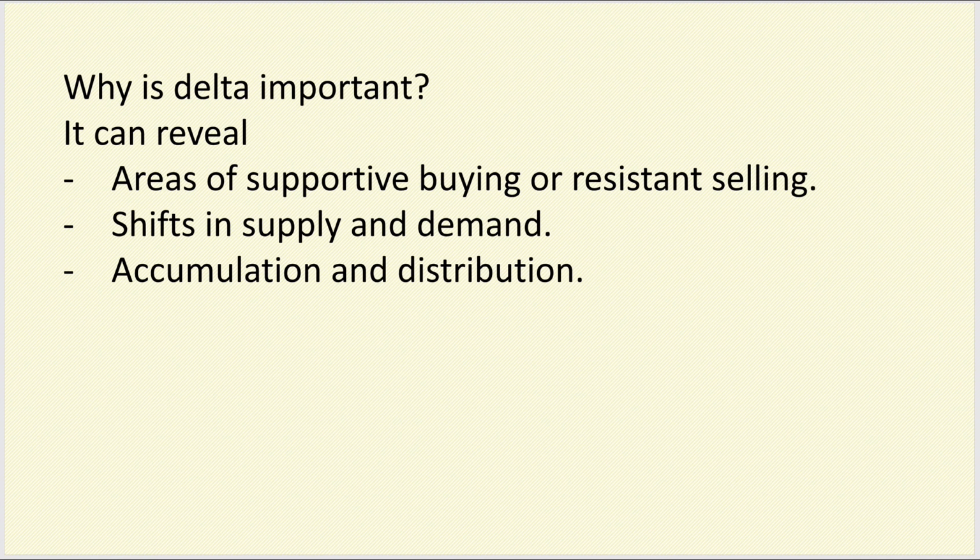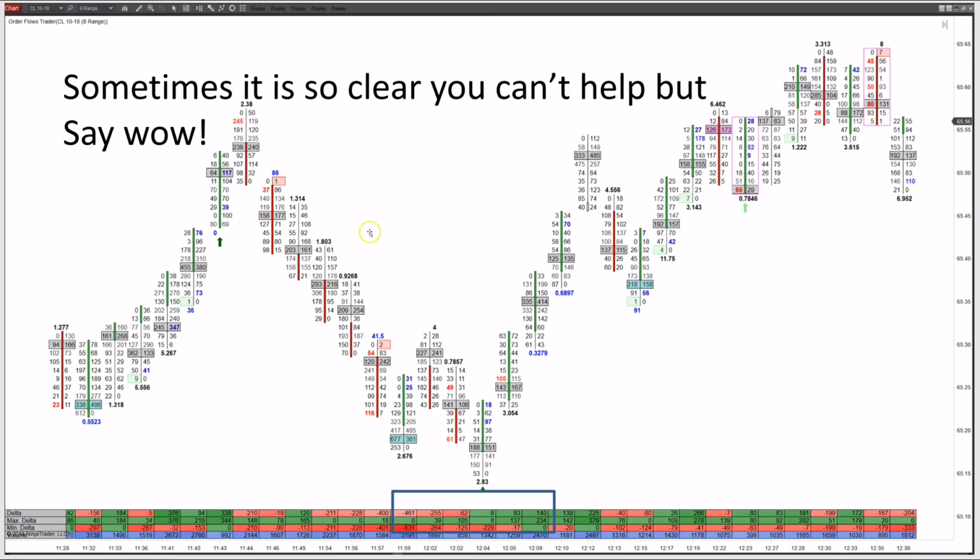And Delta is a great tool for seeing that information in real time. Like if you're looking at a chart and you've got some moving average or some other indicator on here, by the time it picks up a shift in supply and demand, the market's already moved. But if you're tracking the delta, you can see how it's getting weaker, and then demand is picking up.